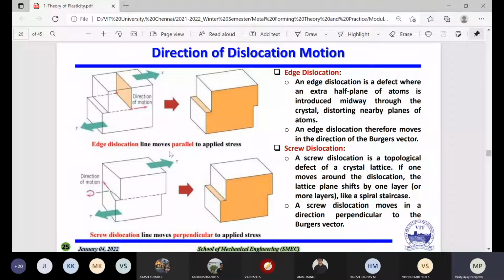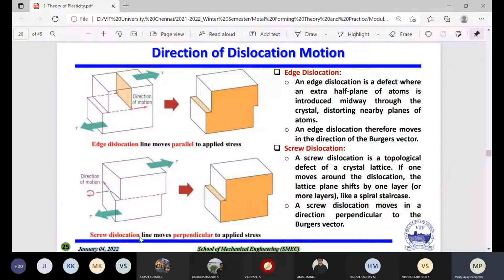The edge dislocation line moves parallel to the applied stress. That means if you have the edge dislocation here, this line is parallel to the applied stress that you are giving here. So this line and this line should be parallel. In this way your material or the plane can move from here to here. And this length is known as the Burgers vector, right?